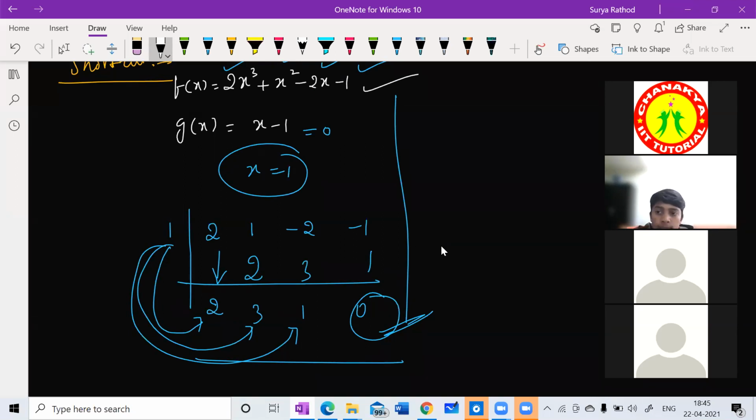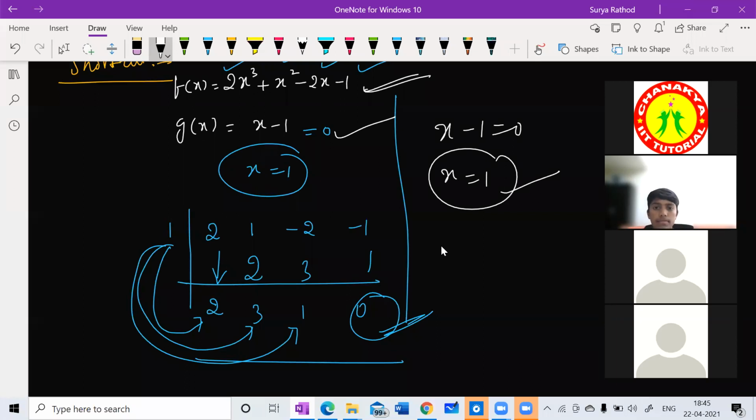All right, see here, my f of x function is this one, and g of x function is this one. For the shortcut method, I equate g of x with 0, for x is equal to 1. I'll write the coefficient of x cube, coefficient of x square, coefficient of x, and the constant. After that, the solution of g of x is x is equal to 1, and I'll substitute x is equal to 1 here.